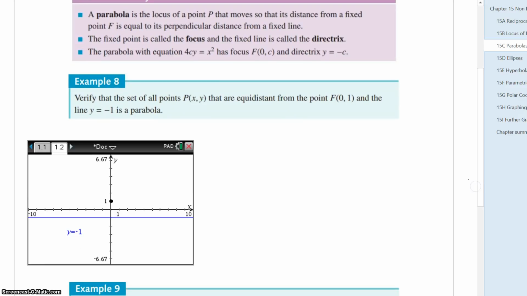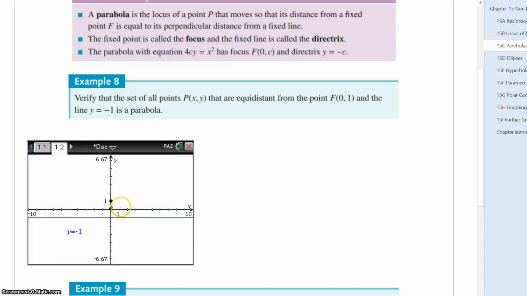So here it says verify that the set of all points P(x, y) that are equidistant, there's that word again, from the point F(0, 1) and the line y equals -1 is a parabola. So let me just explain what we're trying to do. We've got this particular point here, which is (0, 1), and we've got this line here, which is y equals -1. And what we're saying is that all of the points that are equidistant between these two are actually in the shape of a parabola. So, for example, the equidistant point between this point and this line here is that point there.